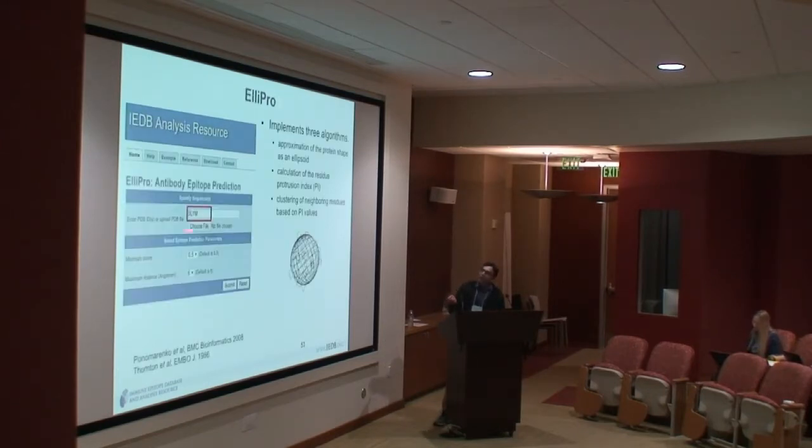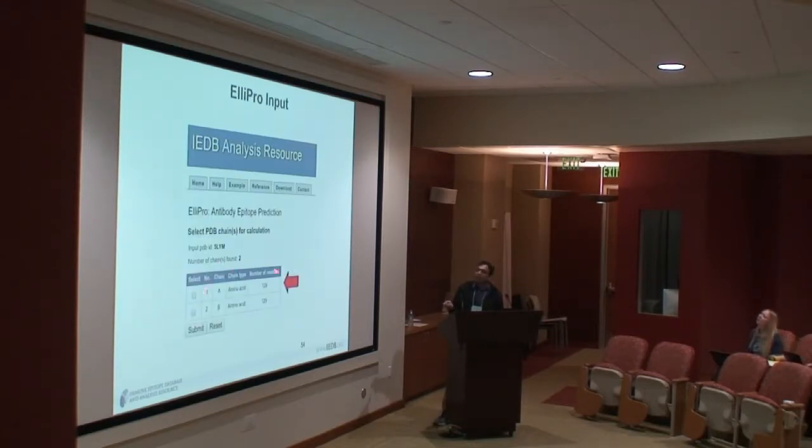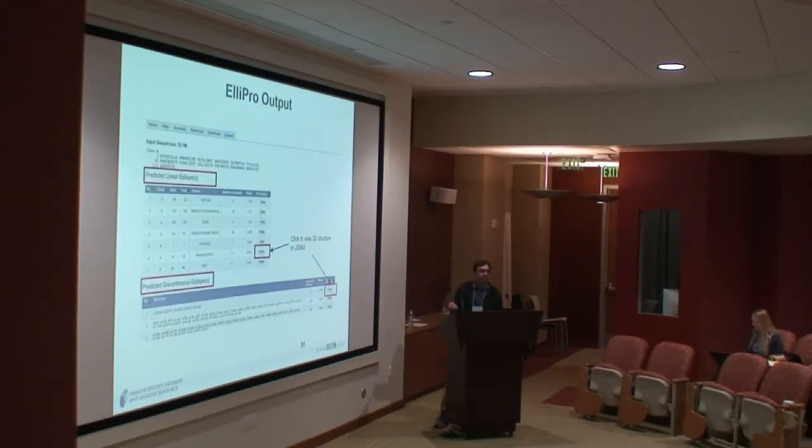So once you provide a PDB or input a PDB ID and submit the job, you'll come to this page, which lets you select which chains you would like to predict the discontinuous epitopes for, chain A or chain B. If you select one of those, you'll get to the results page, where you'll see your input sequence, the predicted linear epitopes, and then the predicted discontinuous epitopes. Again, you can visualize these epitopes in 3D using a JSmol applet by clicking these buttons here.